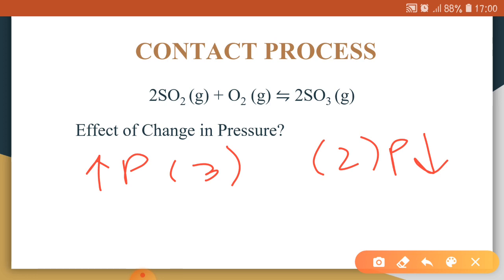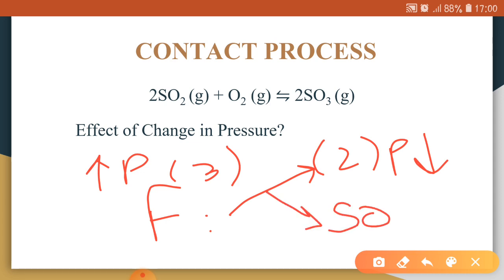How would it oppose that change? By moving the reaction in a direction that decreases the pressure. So which direction is decreasing the pressure? It is the forward reaction, because in the forward reaction 2 molecules are being formed. So when we increase the pressure, the forward reaction would proceed at a greater rate. What is happening in the forward reaction? There is the formation of sulfur trioxide. So if we want more formation of sulfur trioxide, we would increase the pressure of this system.